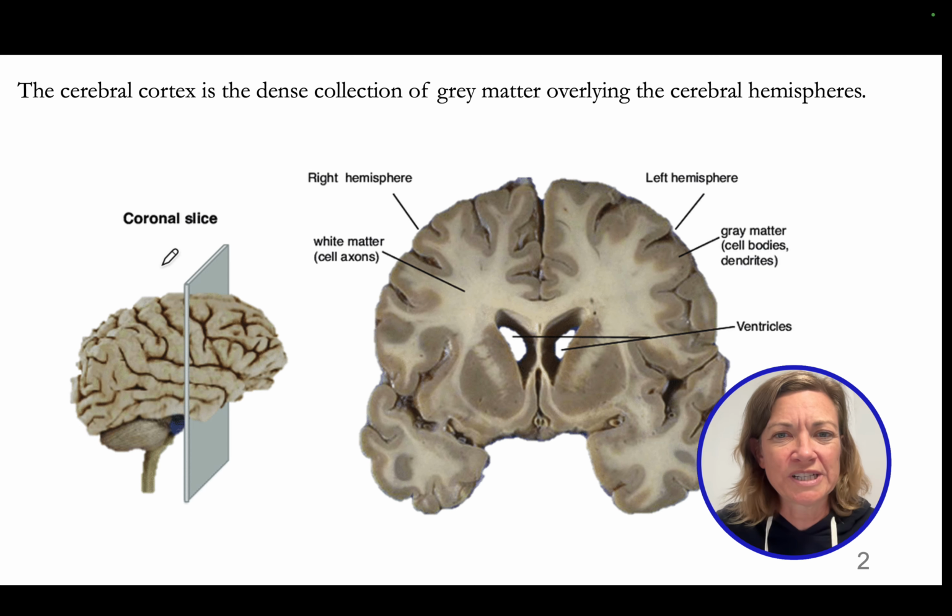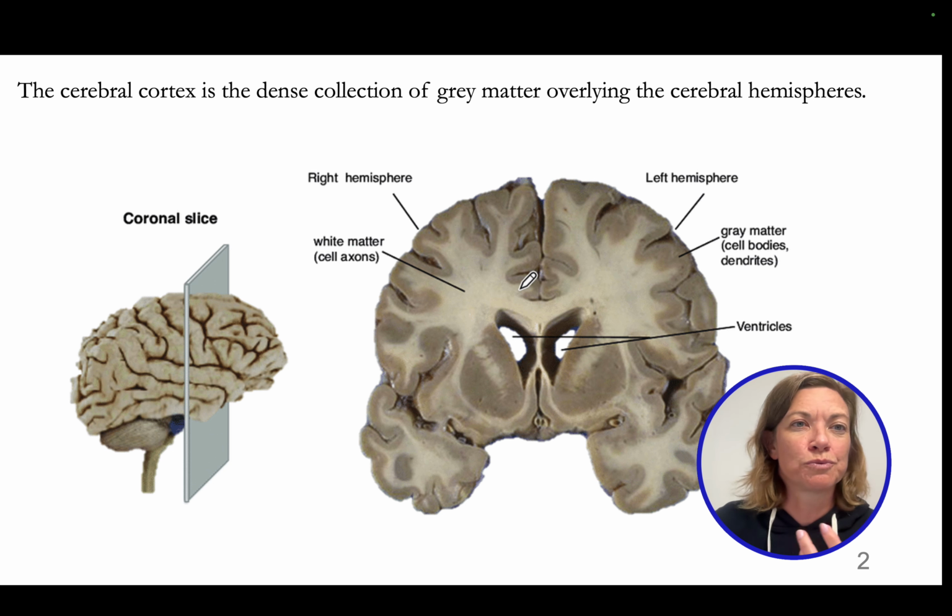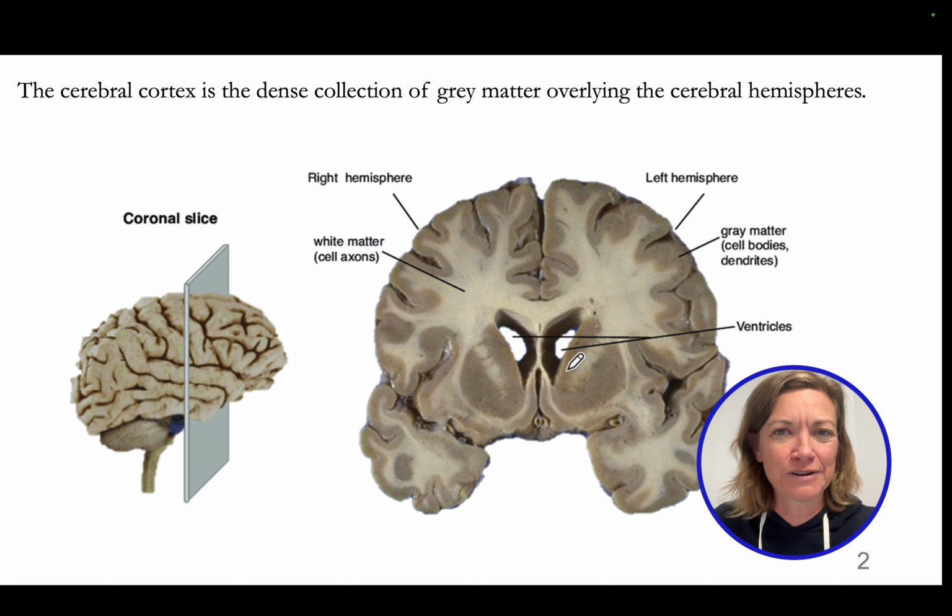So the cerebral cortex is the dense collection of gray matter, the neurons and dendrites and their synapses that overlies the cerebral hemispheres. So it's important not to interchange cerebral cortex and cerebral hemisphere because anatomically they're very different things. Now, the cortex, you can see, is this layer of gray matter that lies on the surface of the cerebral hemisphere.